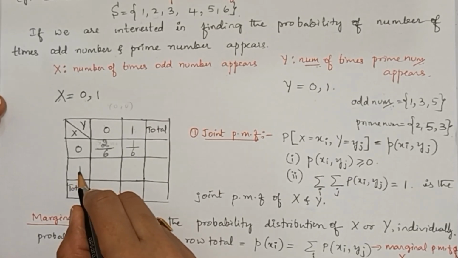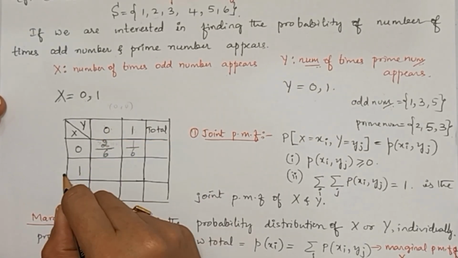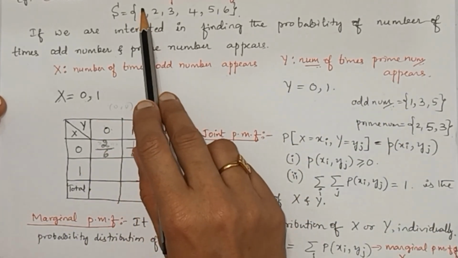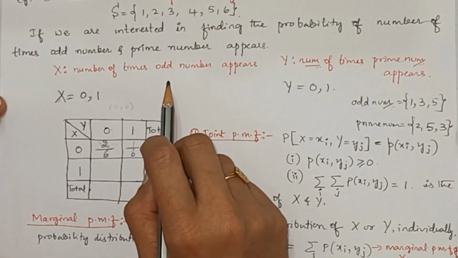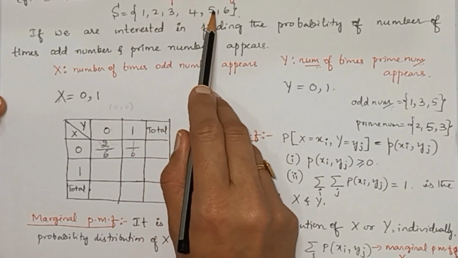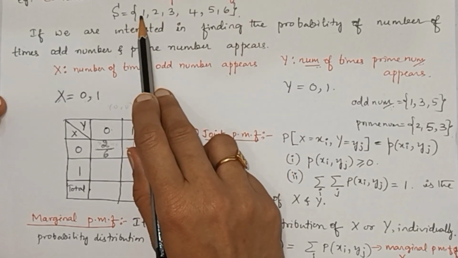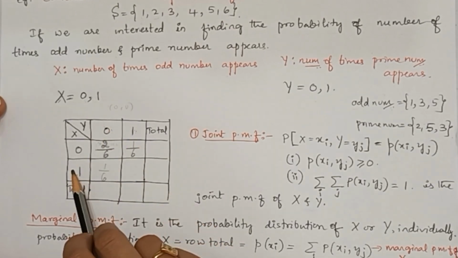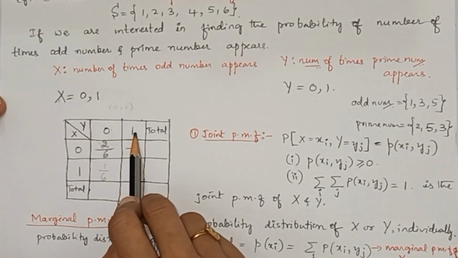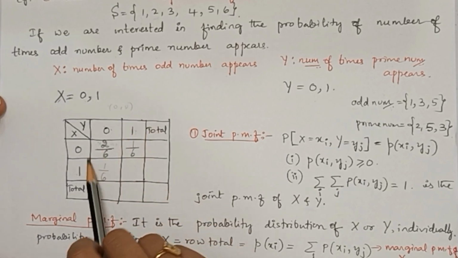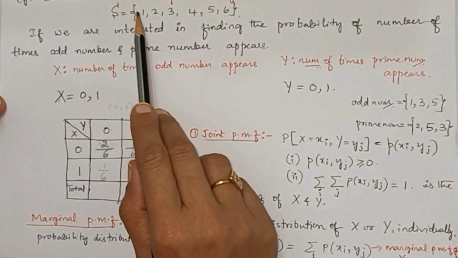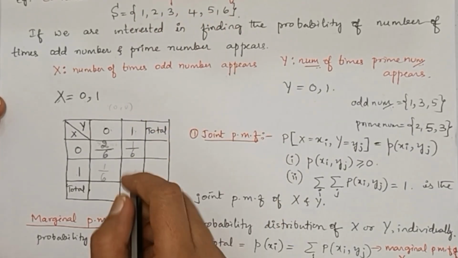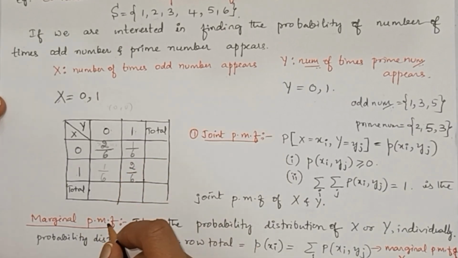Then one odd number and no prime number. Odd number appears, prime number does not appear. Odd number appears means 1, 3, 5. Prime number does not appear. Out of these, 3 and 5 are prime, so leave them. 1 is neither prime nor composite. Therefore, 1 by 6. Then 1, 1 means an odd number appears as well as a prime number appears. Which numbers are both odd and prime? Odd number appears means 1, 3, 5. Out of 1, 3, 5, the prime numbers are 3 and 5. So, two favorable outcomes by 6.